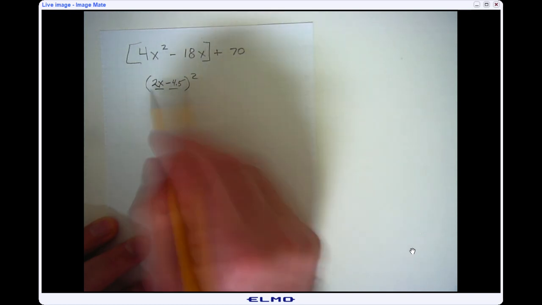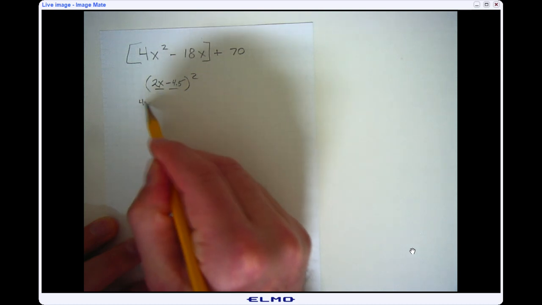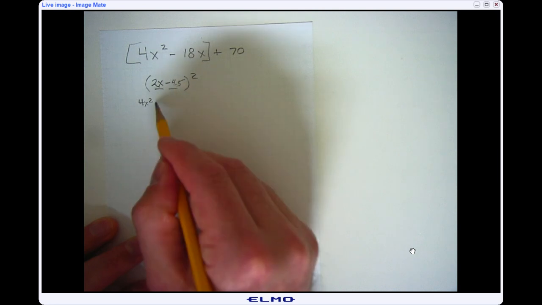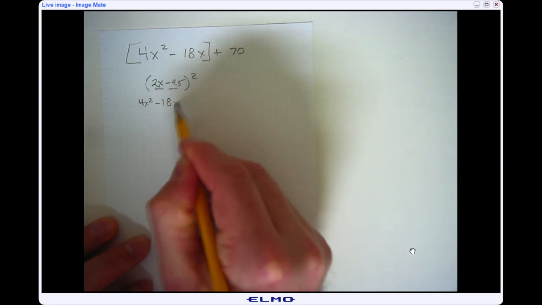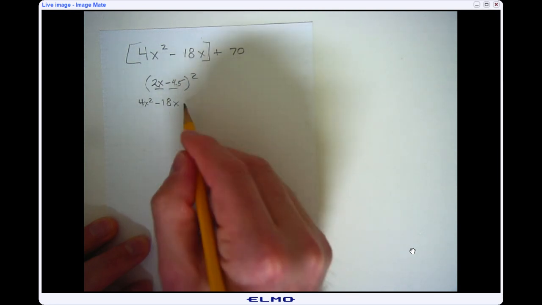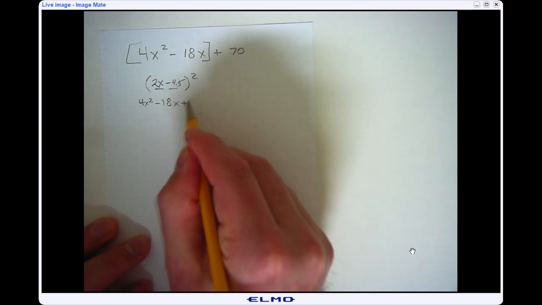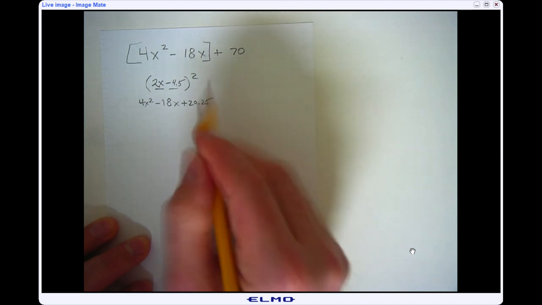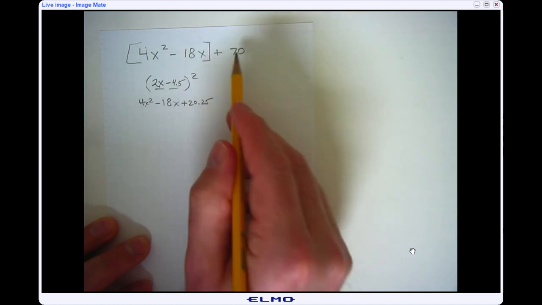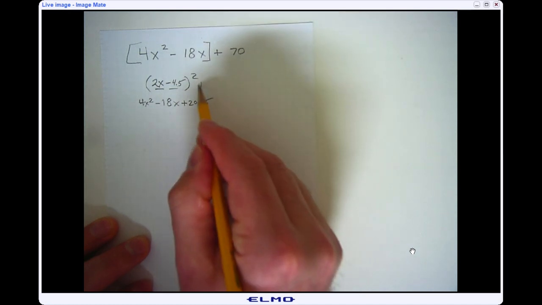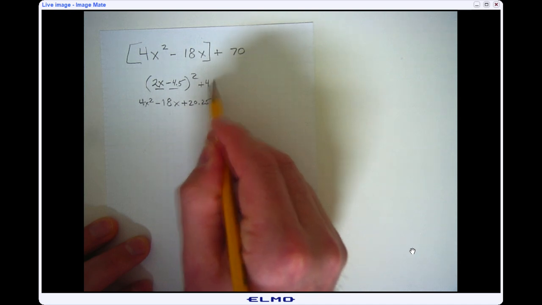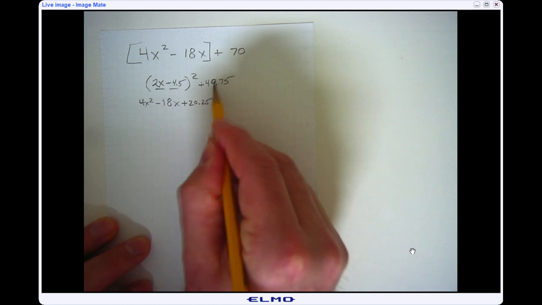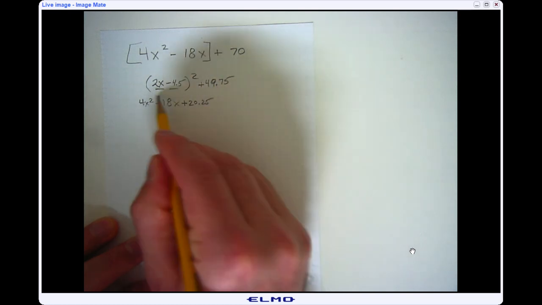So now if I go ahead and multiply this out, 2x times 2x is 4x squared. This times this is negative 9x, doubled is negative 18x, and negative 4.5 times negative 4.5 is positive 20.25. So then I have to ask myself, how can I go from 20.25 to 70? Well, I would have to add another 49.75 to get to 70. So now that I have this, this is my graphing form.